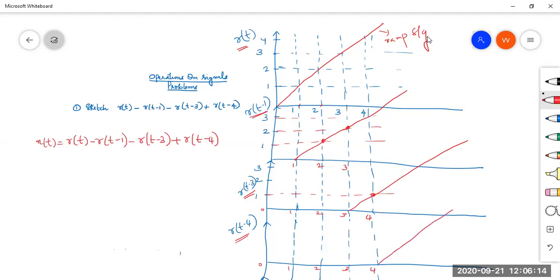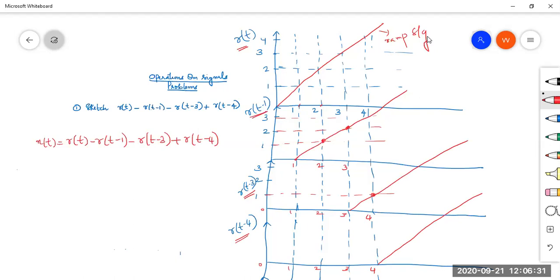So this is the given signal if you represent it individually. Now we have to get the combination r of t minus r of t minus 1 minus r of t minus 3 plus r of t minus 4.